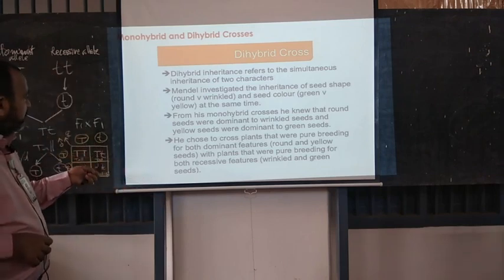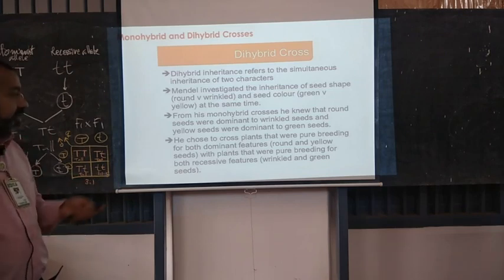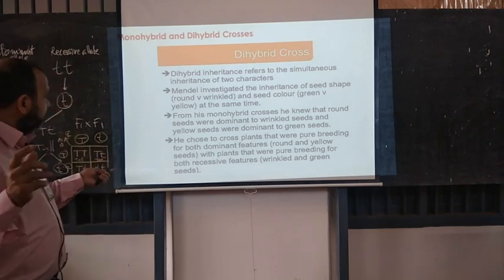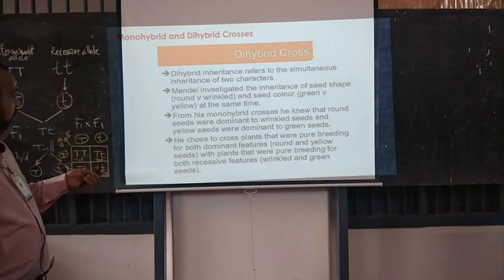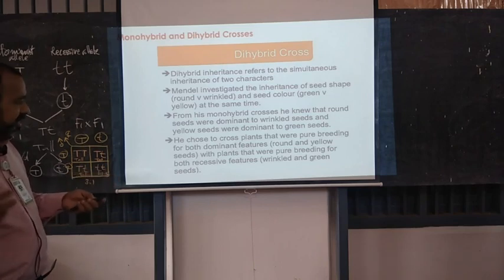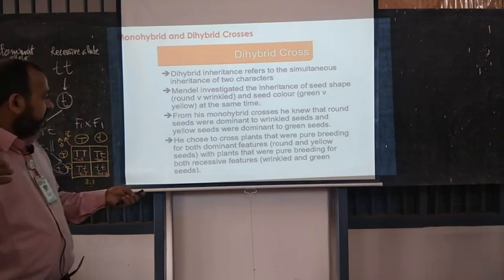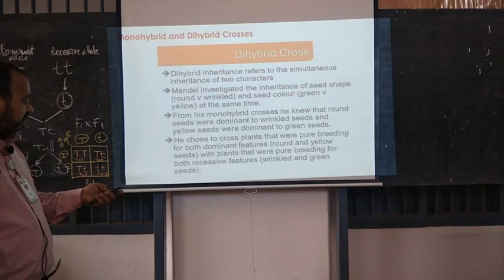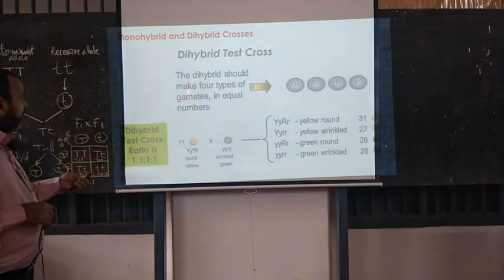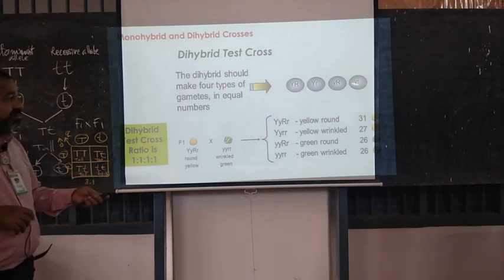So Mendel did his work on seed shape and seed color: the shape of the seed, whether it is wrinkled or round, and seed color, green or yellow. And from the monohybrid cross, he knew that round seeds were dominant and wrinkled seeds are recessive, and he chose a cross between pure breeding dominant features, round yellow, and wrinkled green. So, in a dihybrid cross, we know it will produce 4 types of gametes.